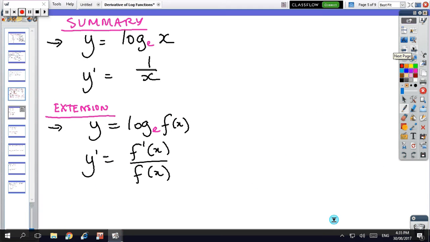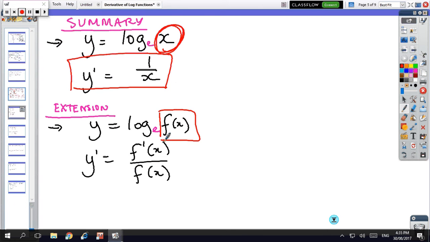Okay, so in summary, if you have y equals log e x, the derivative is just 1 on x, but you don't always just get a simple x, you get a function of x, and the shortcut is the derivative of log e f(x) is f dash x over f(x). So you put the derivative of the function on top of the function. Okay, and we'll have a look at some examples on the next page to see how easy it is to use.